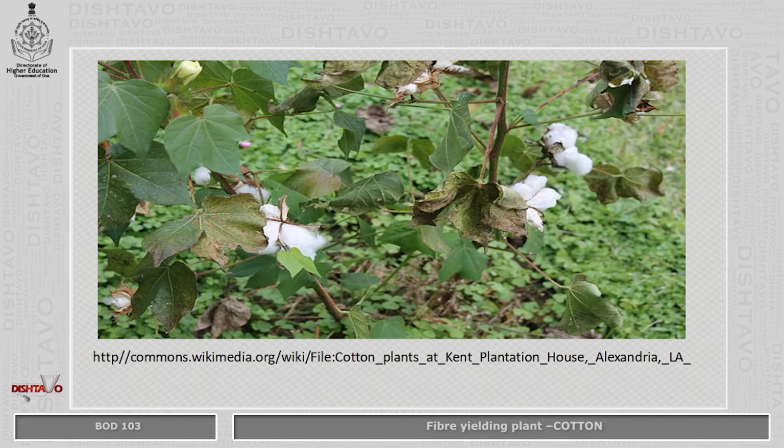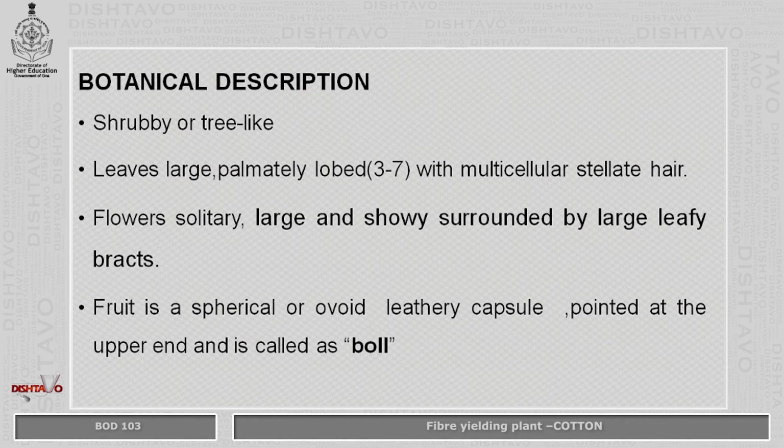Now here you can see in this picture the morphology of the plant: the leaves, the fruits, the capsule, the fiber. You can have a look at this picture and it gives you the description of the plant. Well, to go into the botanical description, it is shrubby or tree-like. The leaves are large, palmately lobed, 3 to 7, with multicellular stellate hair. The flowers are solitary, large and showy, surrounded by large leafy bracts. The fruit is a spherical or ovoid leathery capsule pointed at the upper end and is called the boll.